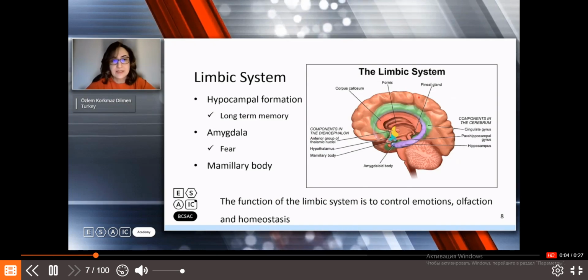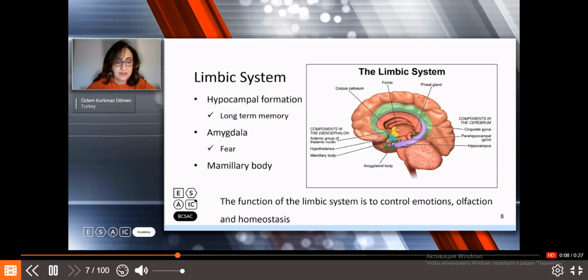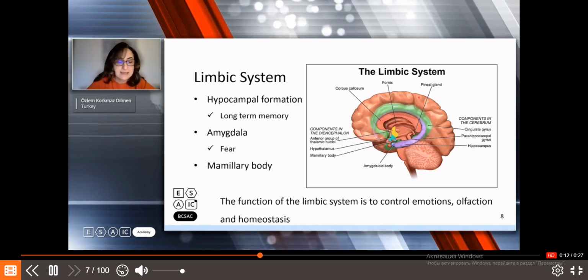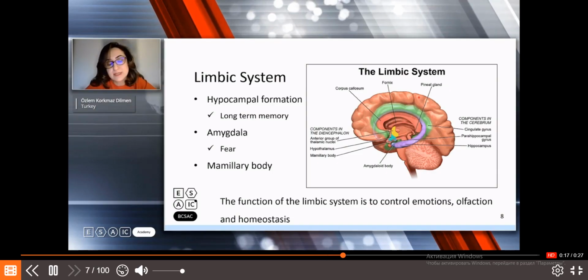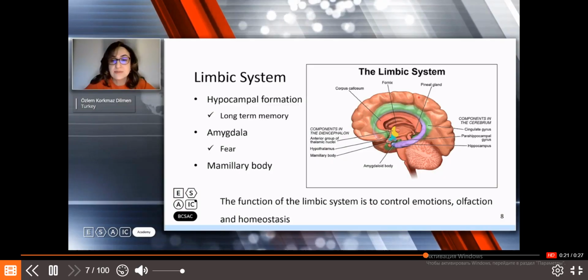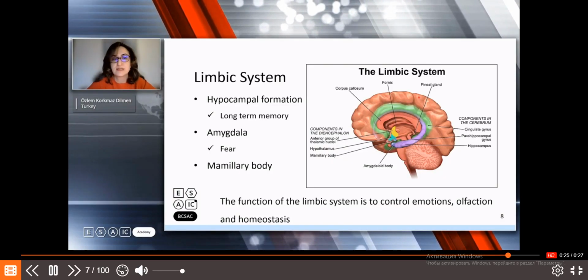The limbic system has 3 components. The hippocampal formation is involved in long-term memory. The amygdala is the one responding to fear, and the mammillary body is the last component of the limbic system. The function of the limbic system is the control of emotion, olfaction, and homeostasis.